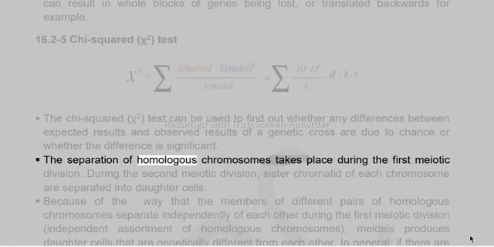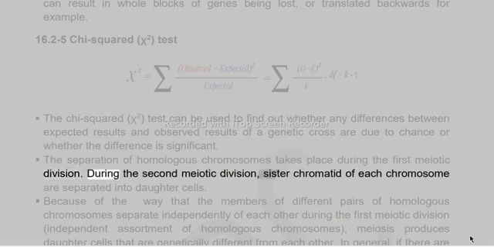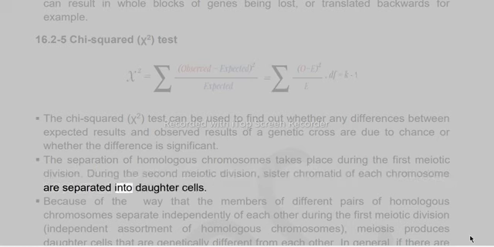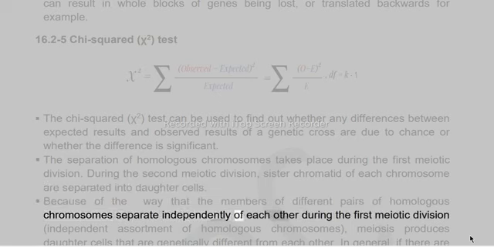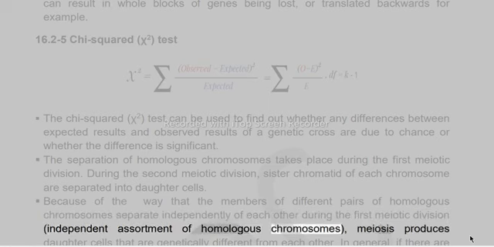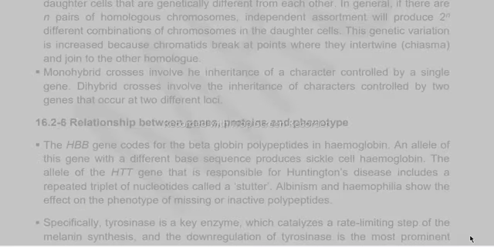The separation of homologous chromosomes takes place during the first meiotic division. During the second meiotic division, sister chromatids of each chromosome are separated into daughter cells. Because of the way that the members of different pairs of homologous chromosomes separate independently of each other during the first meiotic division, independent assortment of homologous chromosomes, meiosis produces daughter cells that are genetically different from each other.